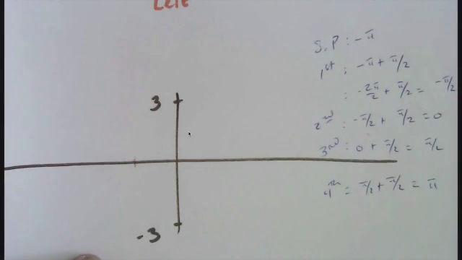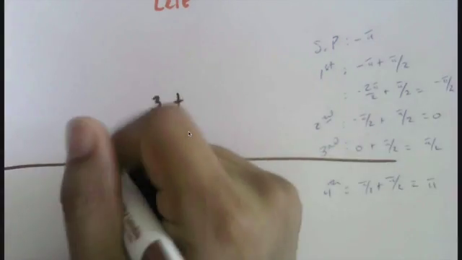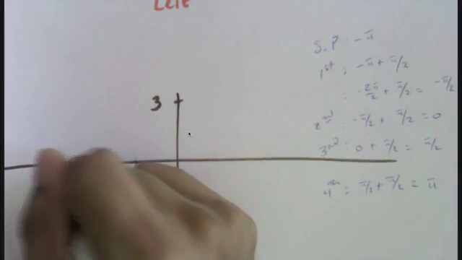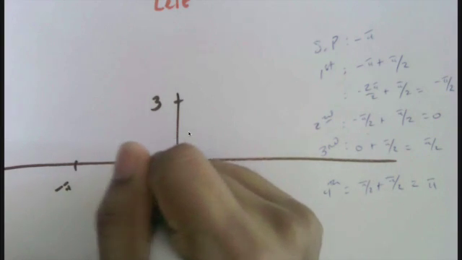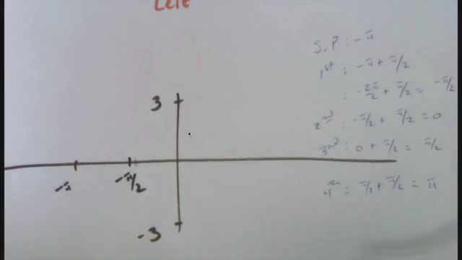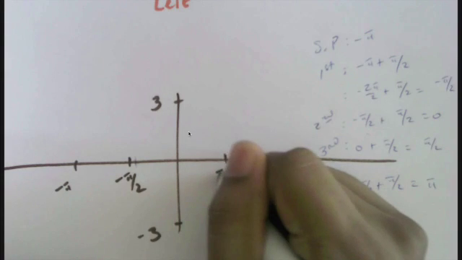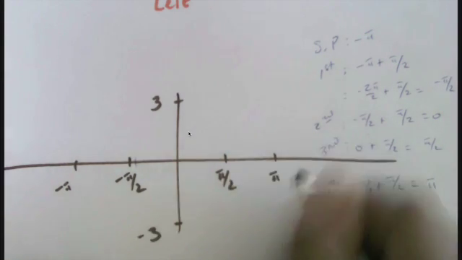So let me go and label these. My starting point was negative pi, and then I had a negative pi over 2. Then I had a 0, and then I had a pi over 2. And then I had a pi.